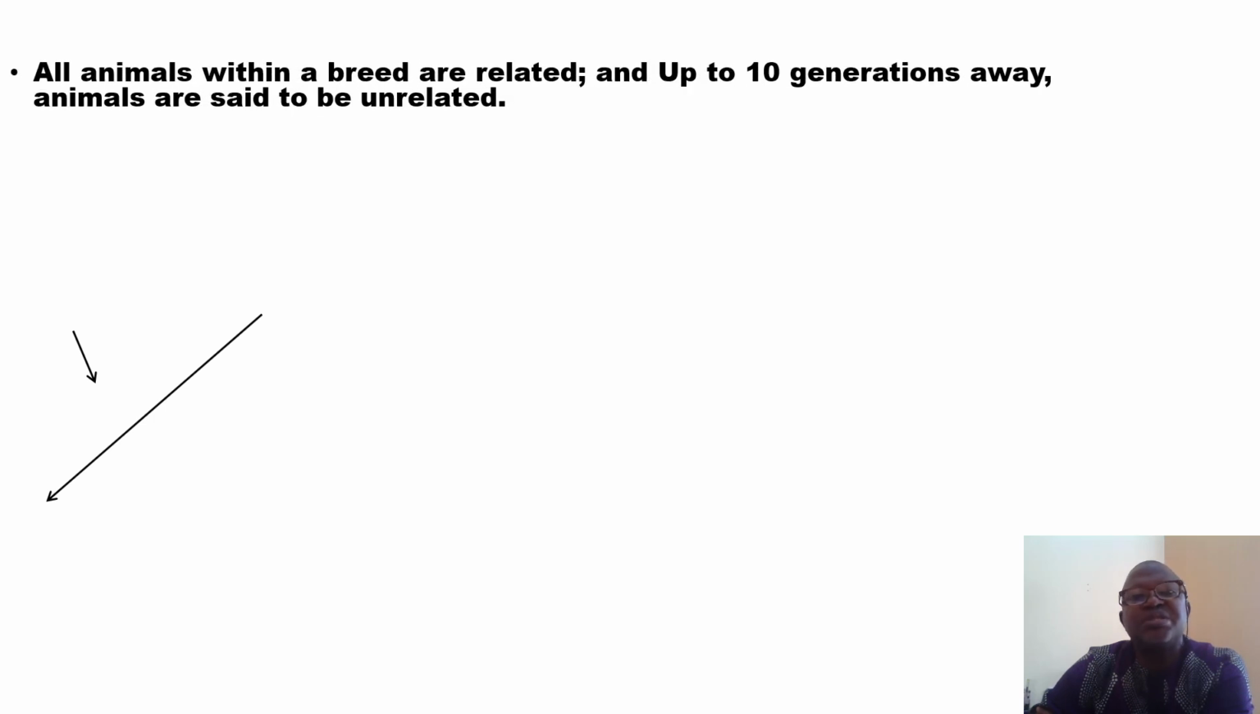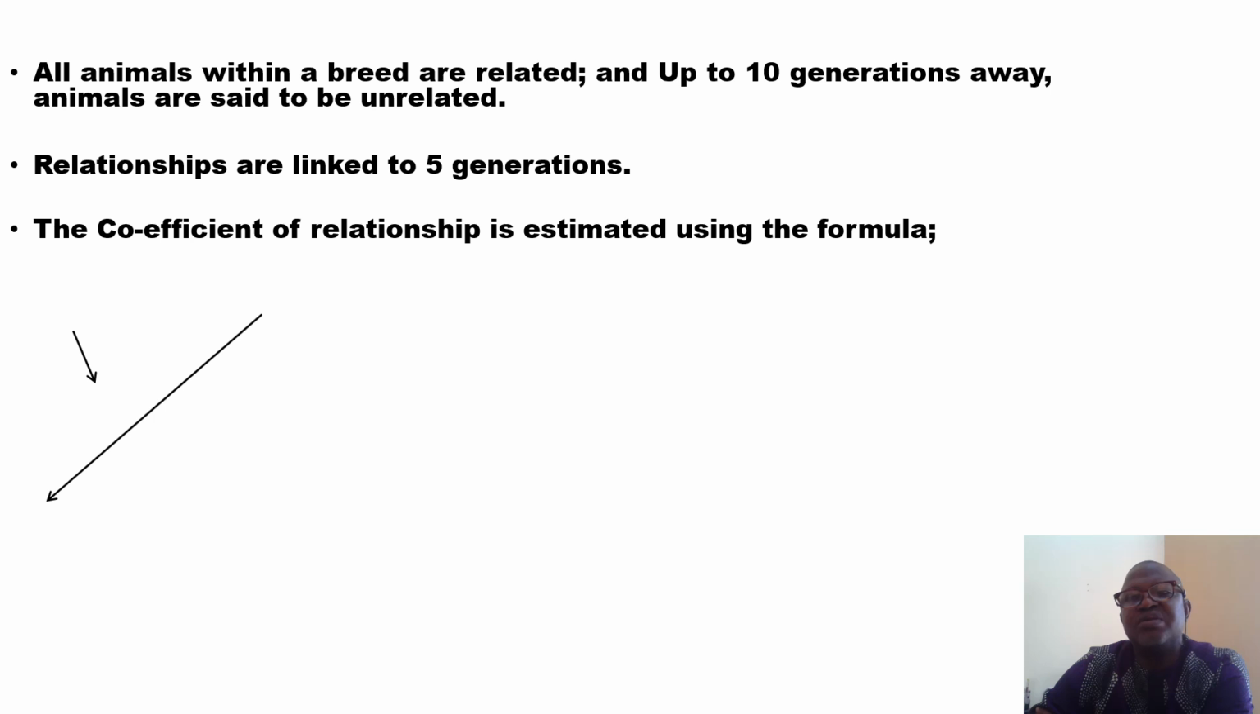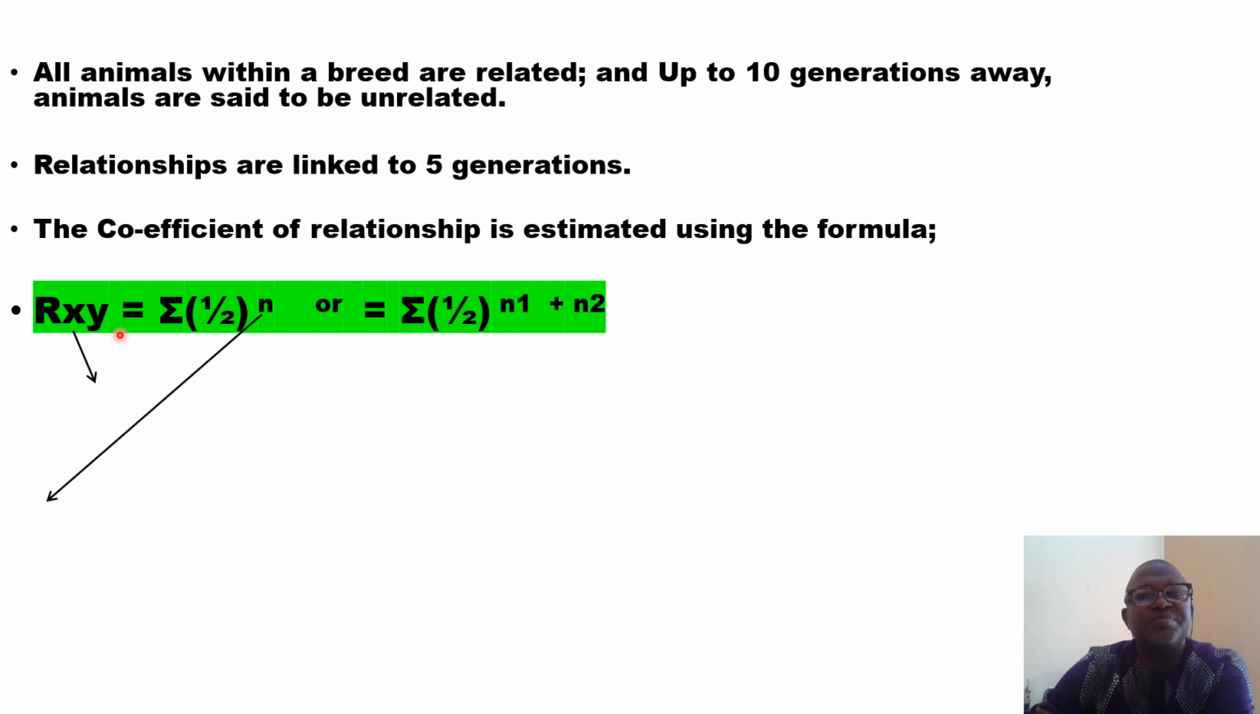So all animals that are within a breed are said to be related. For example, all white flying cattle are related. And up to 10 generations away, we can classify them as being unrelated. So the relationships are linked to 5 generations within a family. And the coefficient of relationship is estimated using this formula.